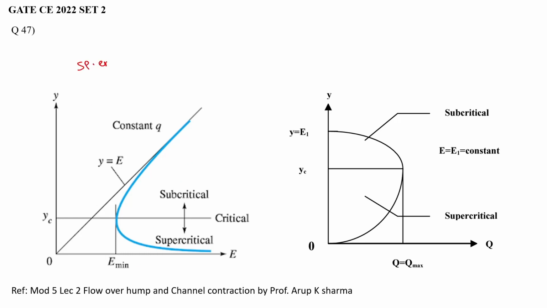This is a specific energy curve, and this is a graph between discharge and depth. As all of you know, this is the specific energy curve, and this is the minimum specific energy required for the flow to take place. This curve has two sections, subcritical and supercritical. Let's draw one vertical line like this.